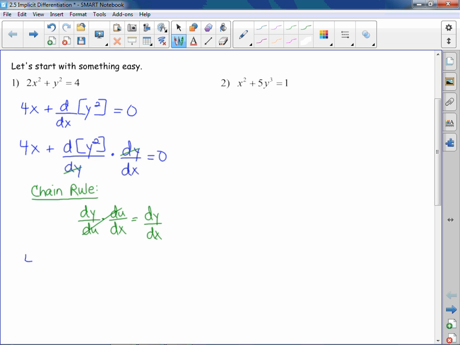So let's go ahead and write down 4x plus, let's take the derivative of y. Let me switch colors here for you so you can see. We're going to take the derivative of y squared with respect to y, and that's 2y. And then this requires no action. We just write down next to it dy over dx. There's nothing we can do with that. And that equals 0.